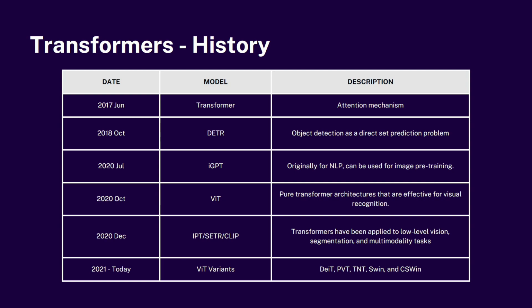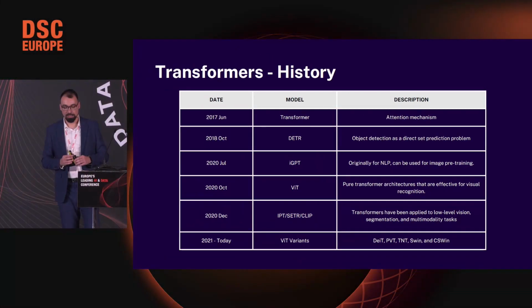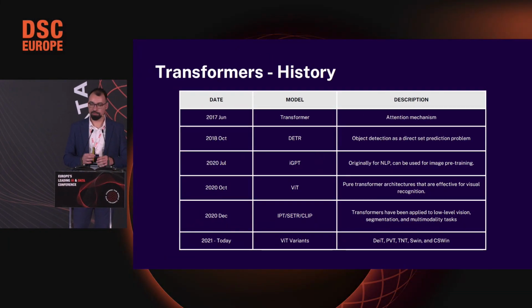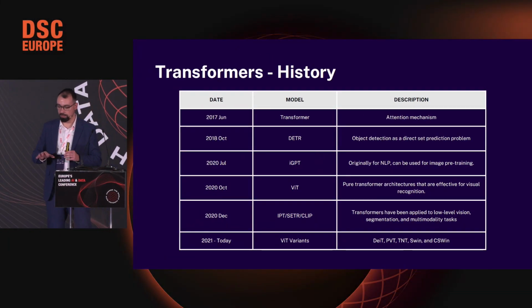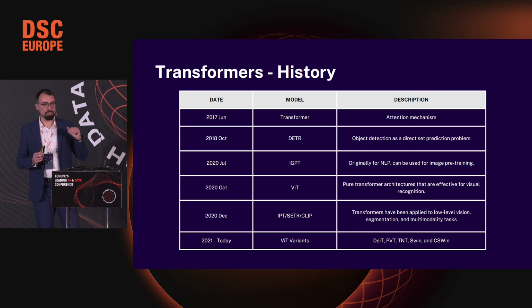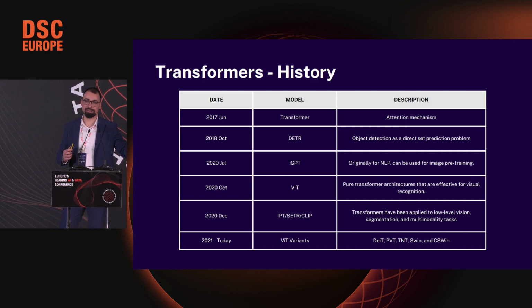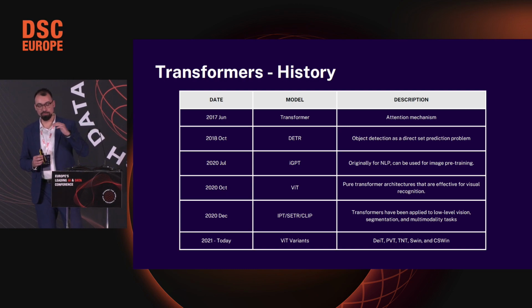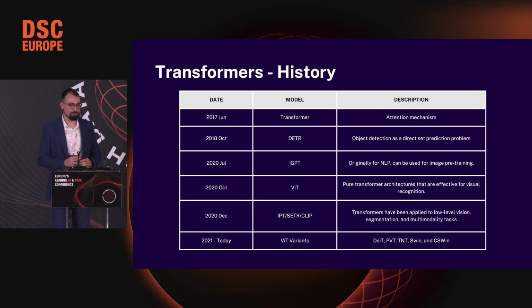In 2018, we had DETR, which tried to make image classification a set prediction problem, which was basically something in the field of transformers, but not using convolutional neural networks. Then we started to see more and more advancement in NLP, which scientists then tried to convert and use on image processing.